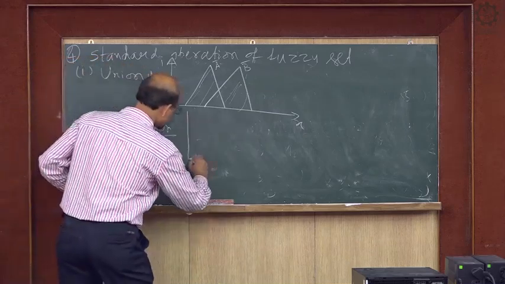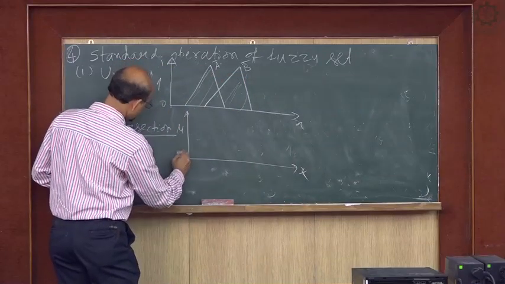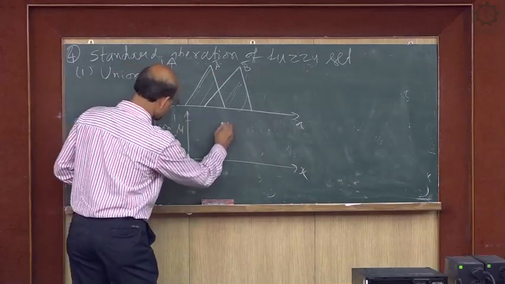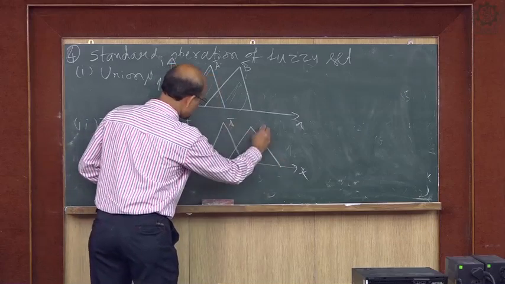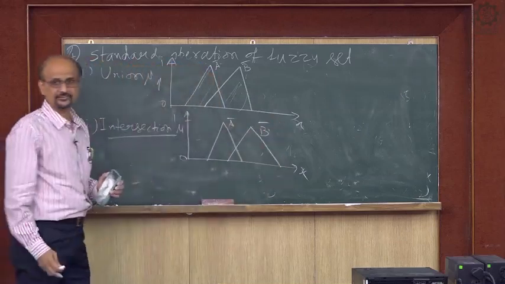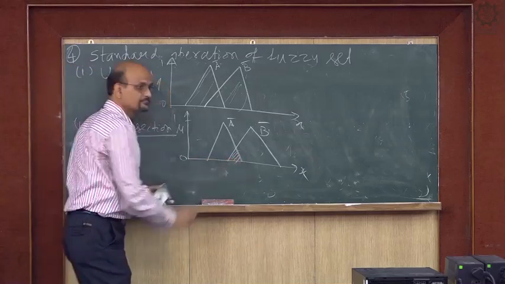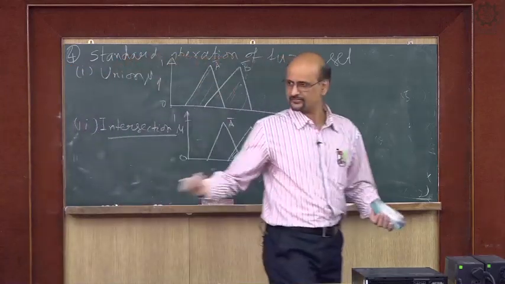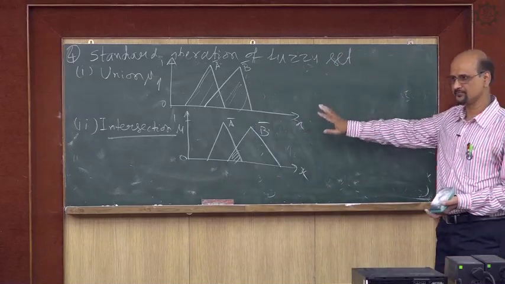So, here x and mu 0 1, suppose I have the same type of fuzzy sets A bar and B bar. Their intersection you will see, for this case, only this, as you do in crisp sets. These two are no problem.